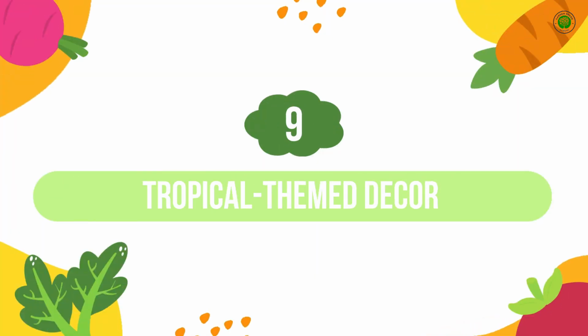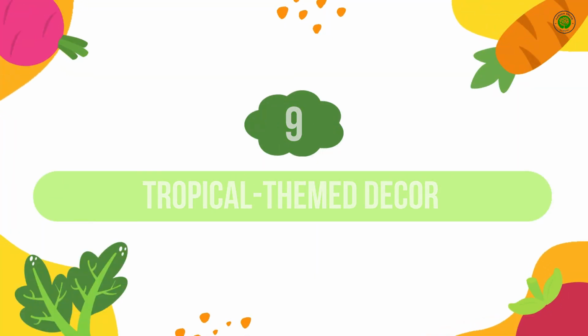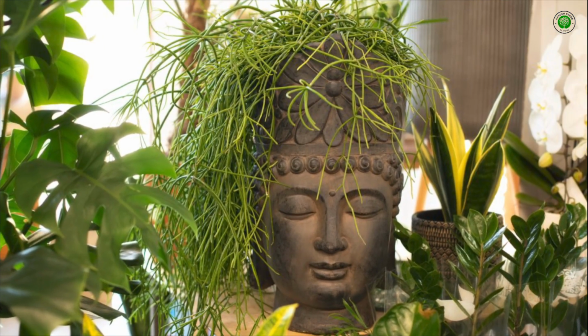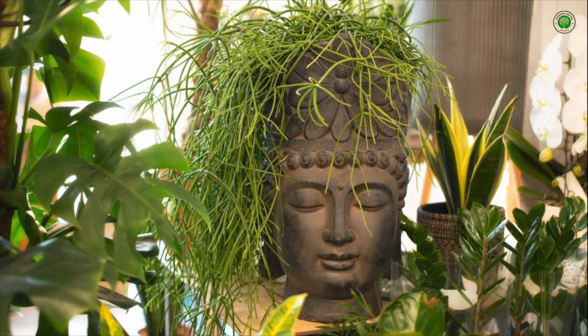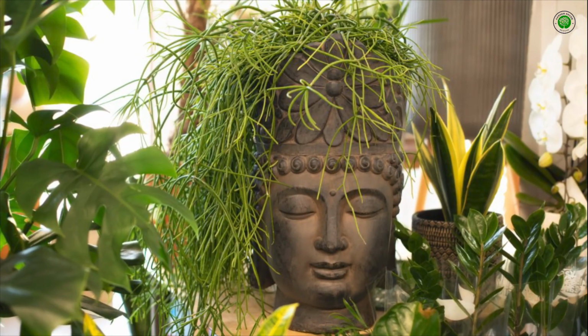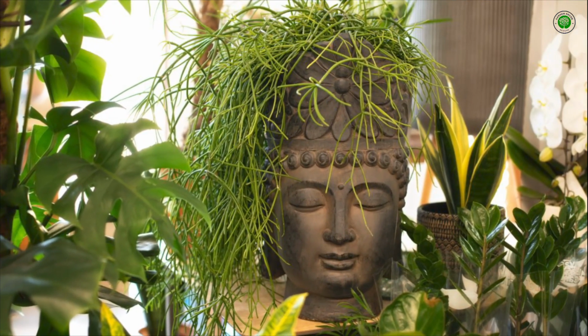9. Tropical themed decor. Introduce decorative elements like terracotta pots, carved wooden sculptures, or vibrant outdoor cushions with tropical prints. These small touches can enhance the overall theme.